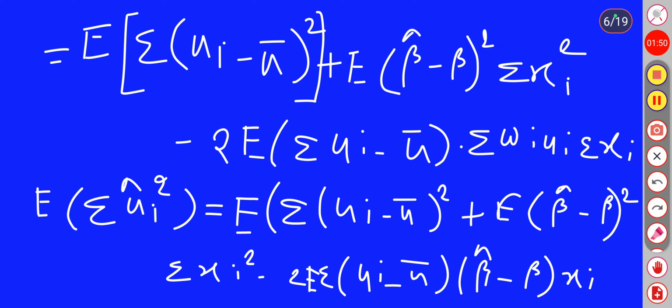and taking the expected value, the expected value of sum of ui hat square is equal to the expected value of sum of (ui minus u bar) whole square, plus the expected value of b square, that is, the expected value of (beta hat minus beta) square into sum of xi square, minus 2ab, that is, 2 times the expected value of sum of (ui minus u bar) into (beta hat minus beta) xi.